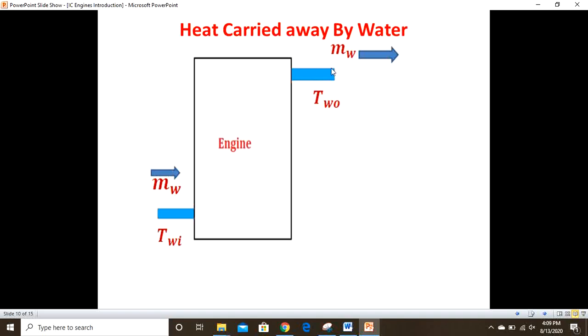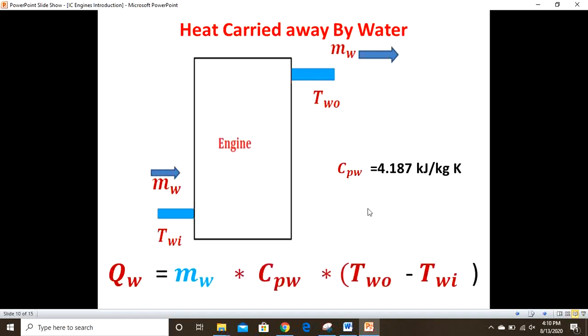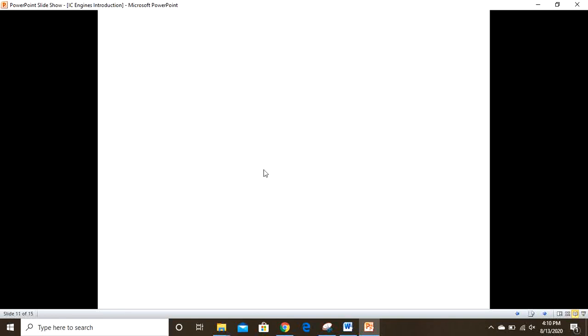Mass of the water will be passed like this, T_w in at the inlet, T_w0 at the outlet. Therefore, the Cp of the water is equal to 4.187 kilojoules per kg Kelvin. Therefore, the amount of heat energy carried away with the water is equal to m Cp delta T. That is, the outlet temperature will be more compared to the inlet temperature. Then you will get it in terms of kilowatts.